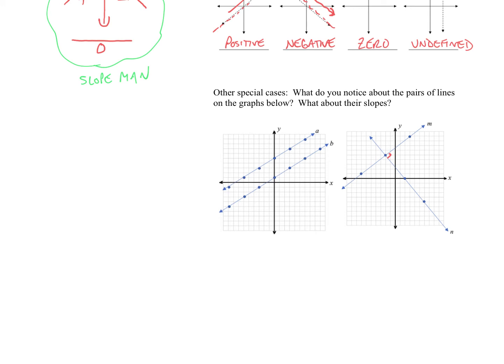So I would say that these 2 lines are parallel, and these 2 lines are perpendicular. And I want you to tell me what are the slopes of these 2 lines and what are the slopes of these 2 lines.